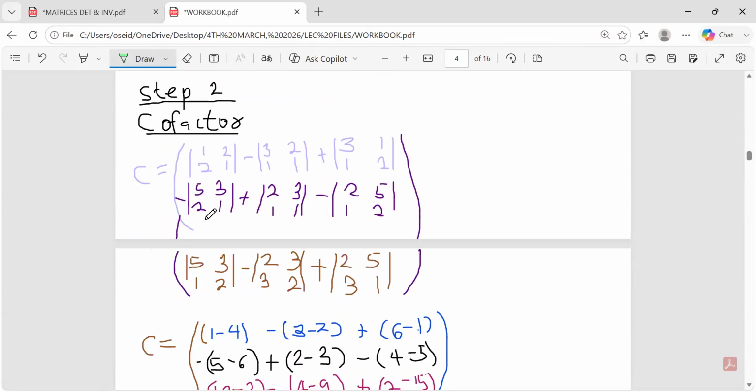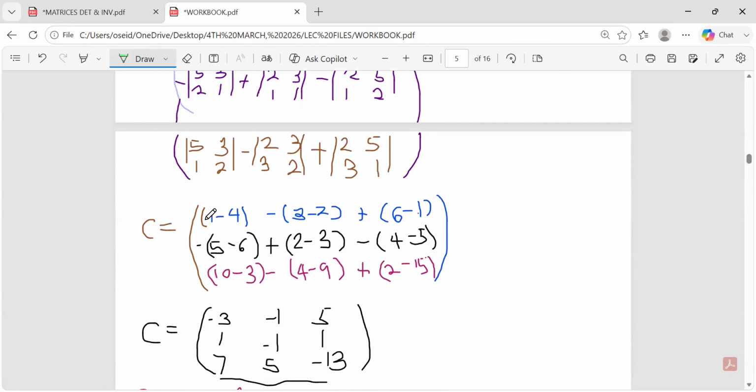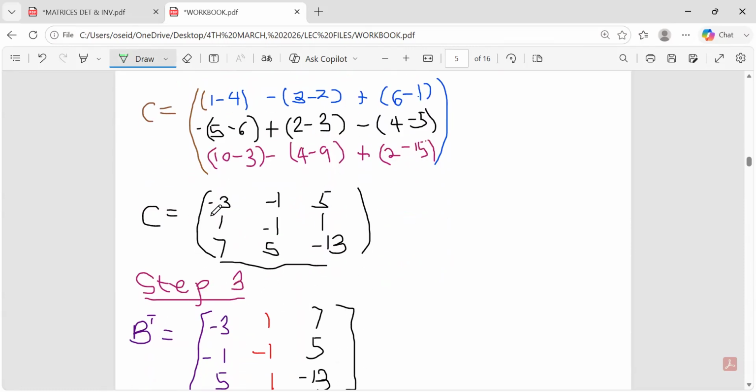Then we proceed to finding our cofactor. And our cofactor, we had negative 3, negative 1, 5 on the first row. On the second row, we had 1, negative 1, 1. And on the third row, we had 7, 5, and negative 13.